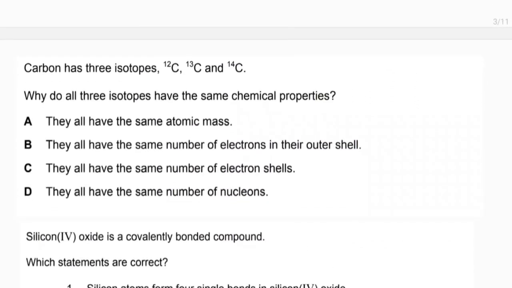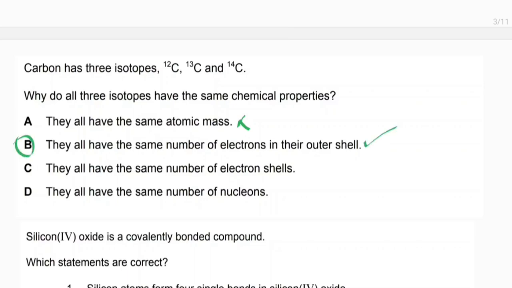Why do all 3 isotopes have the same chemical properties? This is one common question that you will see in almost every IGCSE paper, something related to this, the chemical reactivity of isotopes. It's a very common question, right? So why do all 3 isotopes have the same chemical properties? They have the same atomic mass. Wrong. They all have the same number of electrons in their outer shell, and that is the correct answer.